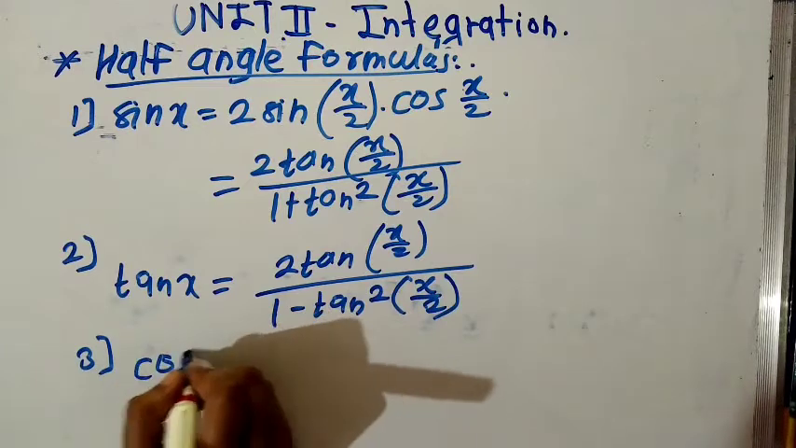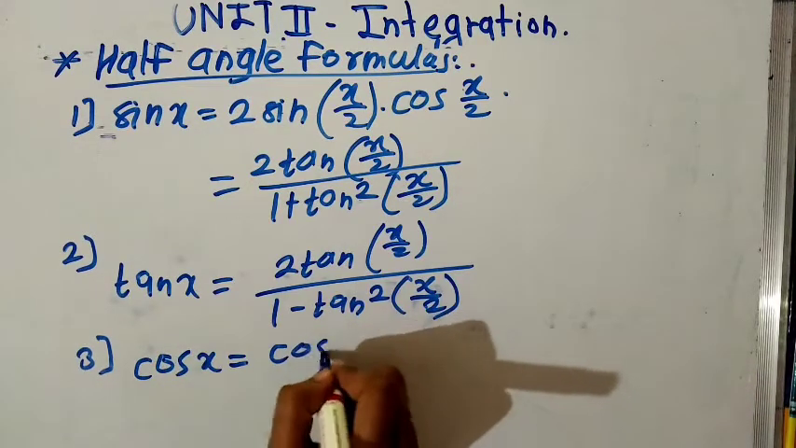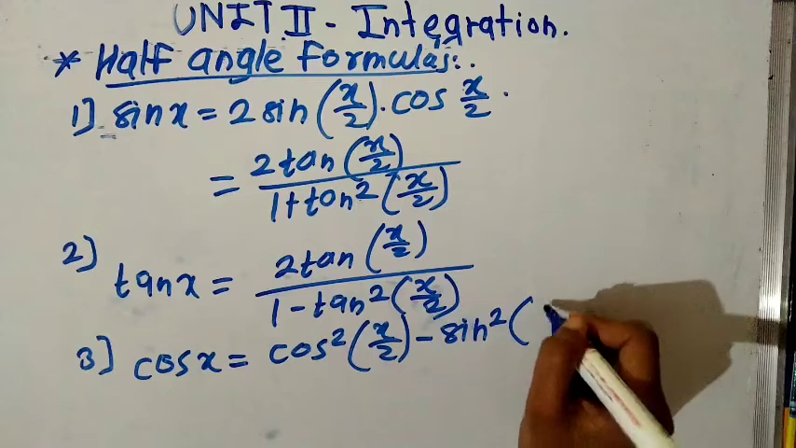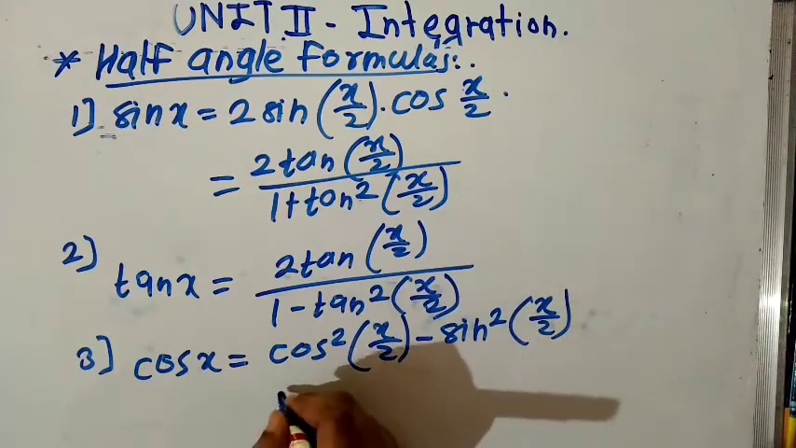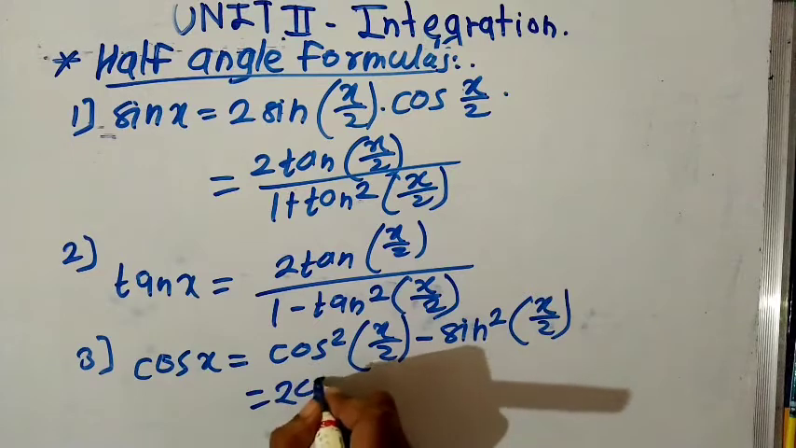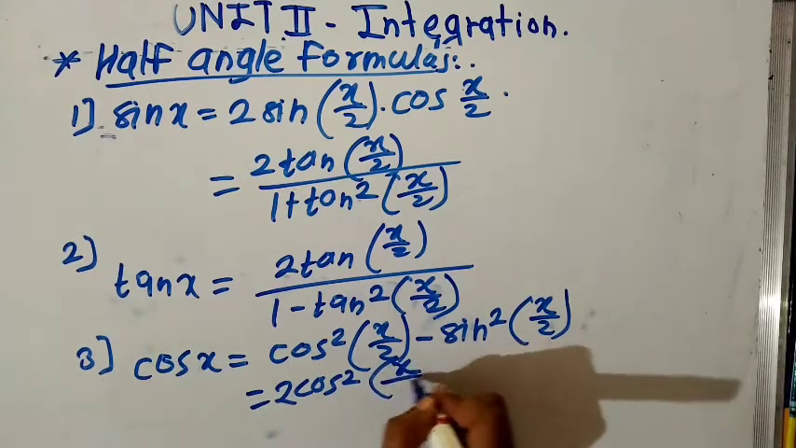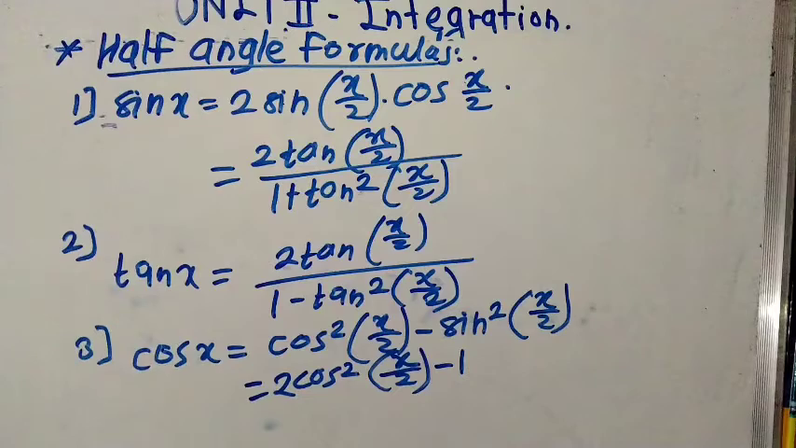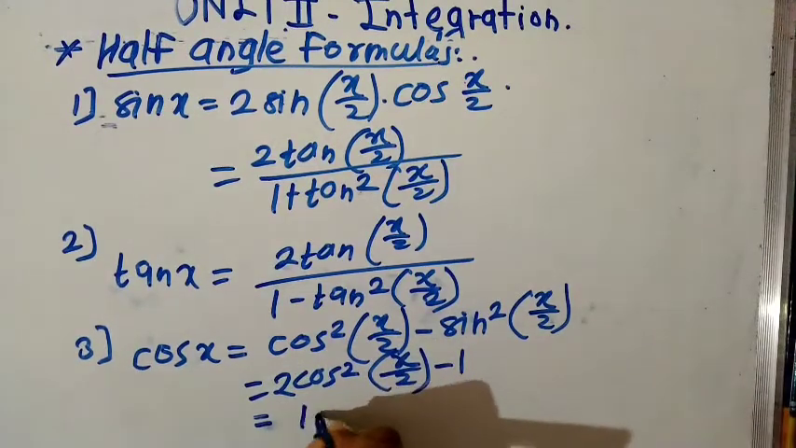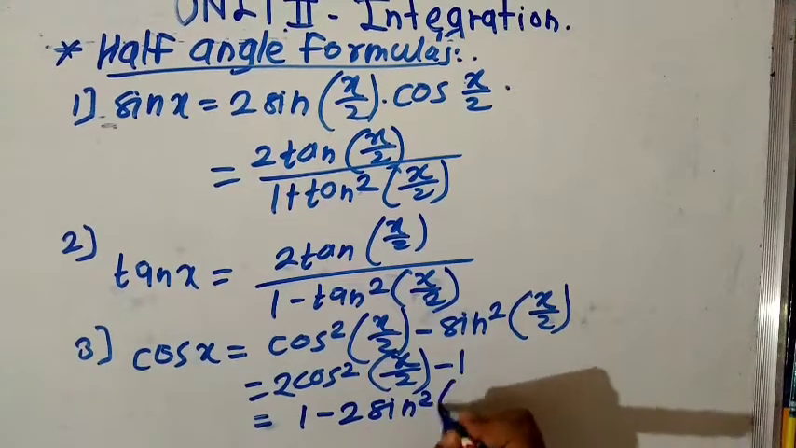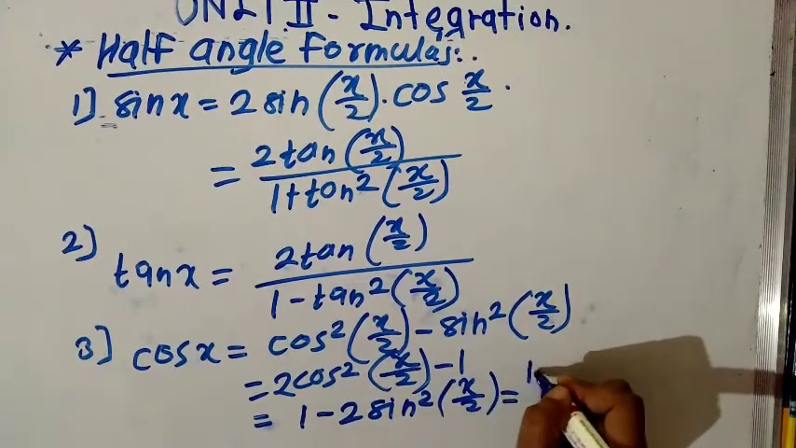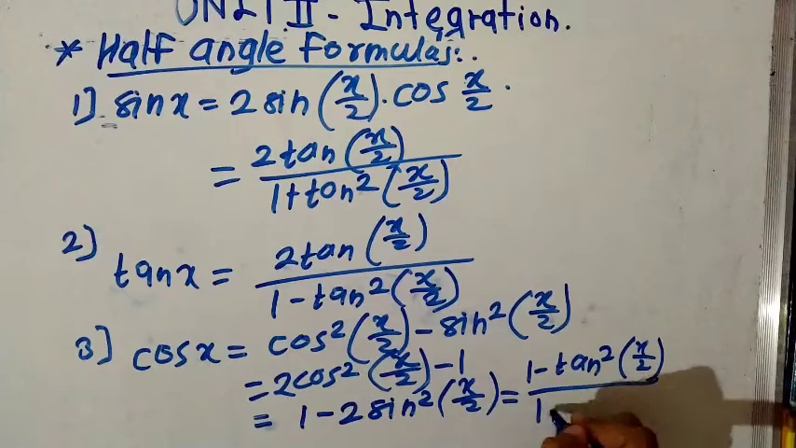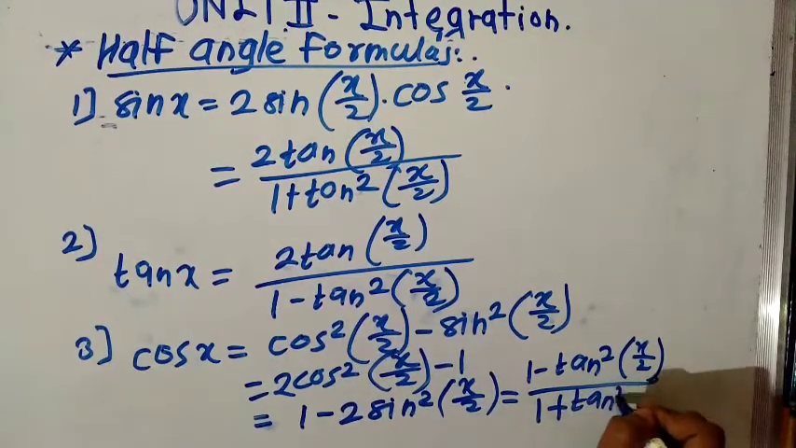and third formula, cos x is equal to cos square x upon 2 minus sin square x upon 2 is equal to 2 cos square x upon 2 minus 1, which is equal to 1 minus 2 sin square x upon 2, which is equal to 1 minus tan square x upon 2 upon 1 plus tan square x upon 2.